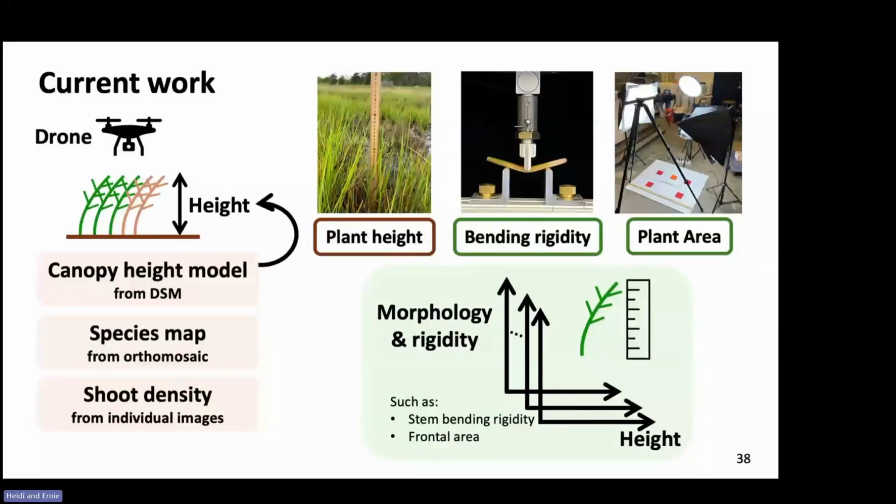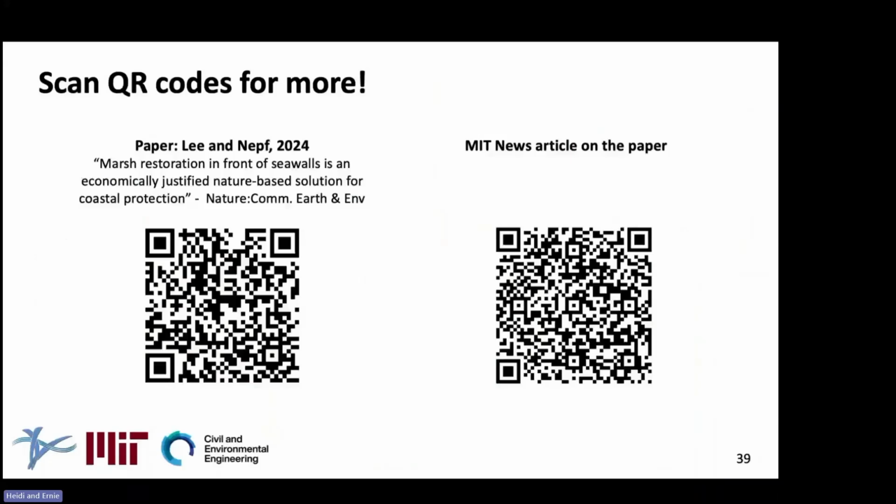So to summarize, our findings can be found in more detail in the paper on the left. You can scan that QR code, as well as a more easily understood version published in MIT News on the right-hand side. So that's the end of our presentation, and we're open for questions.